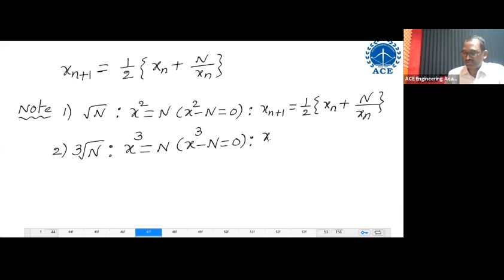Substitute p is equal to 3. For square root, it is 1 by 2. For cube root, it should be 1 by 3. For square root, it is 1xn. So for cube root, it should be 2xn. For square root, denominator is xn power 1. For cube root, denominator is xn power 2.